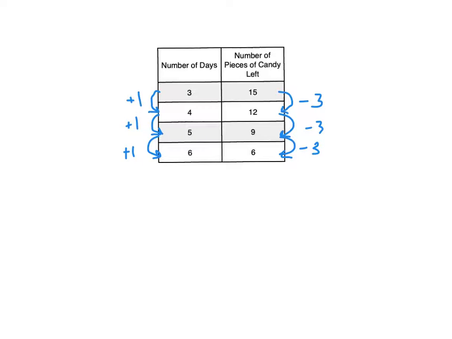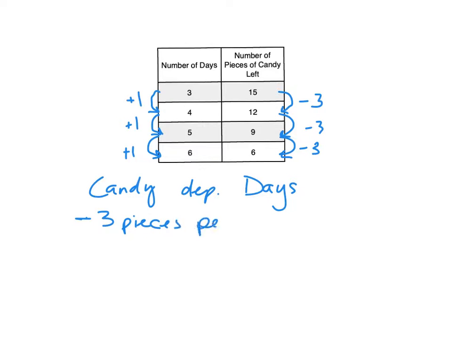So that means since candy depends on days, we can see that the unit rate would be down 3 pieces per day. So this kid is eating 3 pieces of candy per day. So now we have to write an equation. So that's our unit rate, which means our equation, we have to think about what this kid started with.